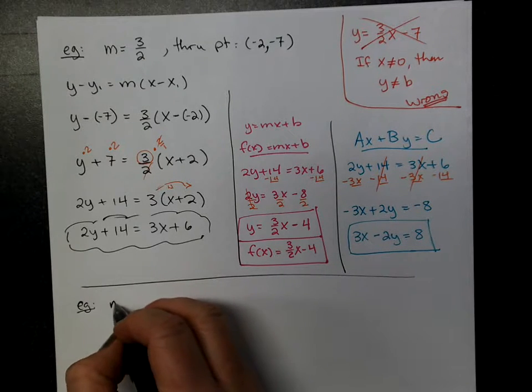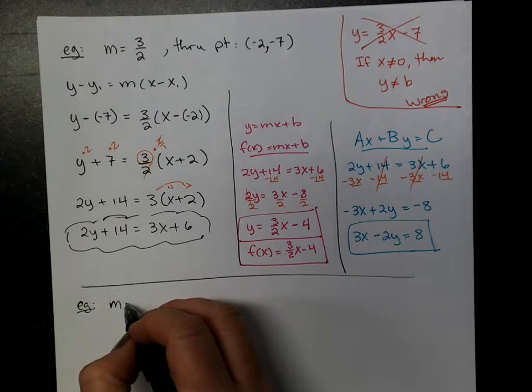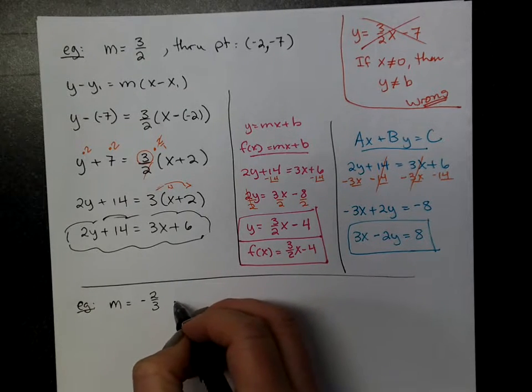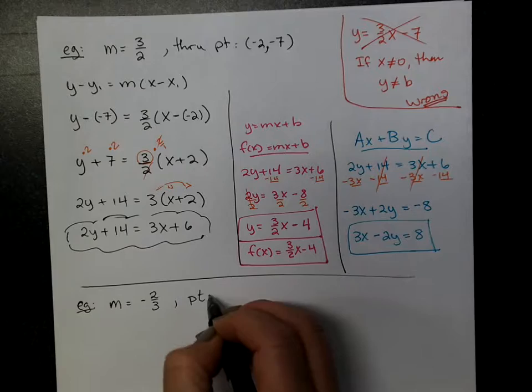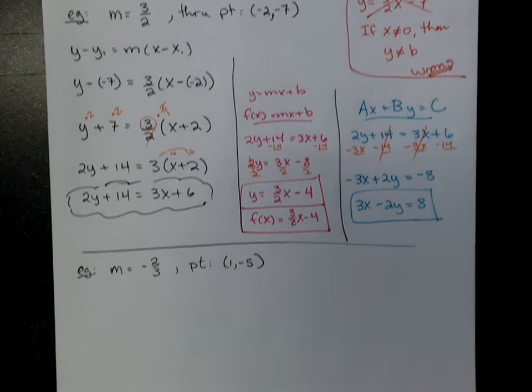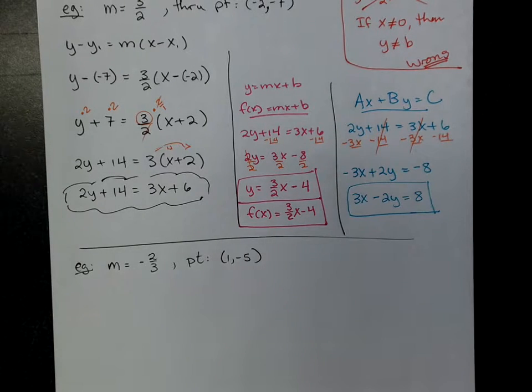Okay. More example, let's look at it with a negative. So let's say you've got a slope of negative 2/3. And it goes through the point 1, negative 5. Now at this point, I'm not going to keep changing it into other forms. Okay? We're just going to put it into the point slope formula and clean it up.